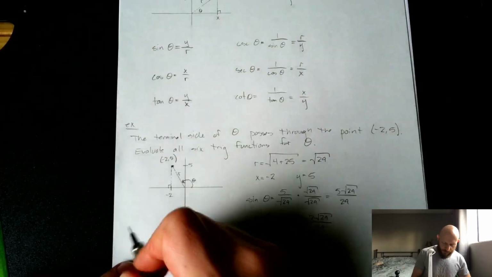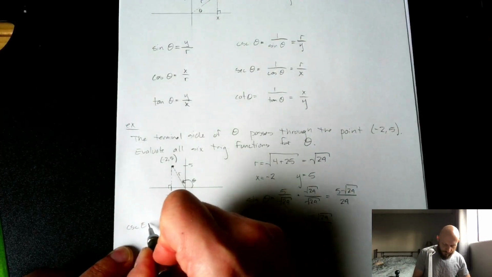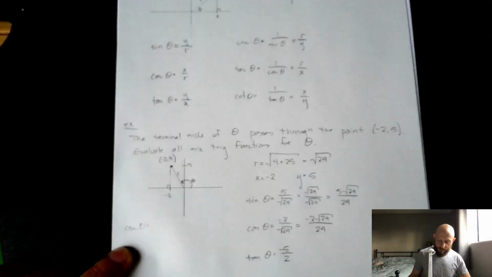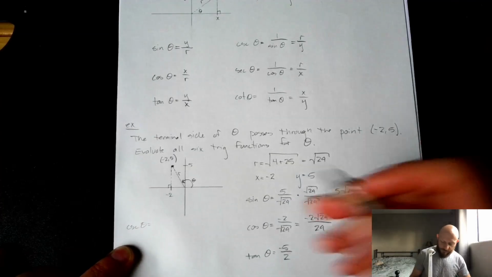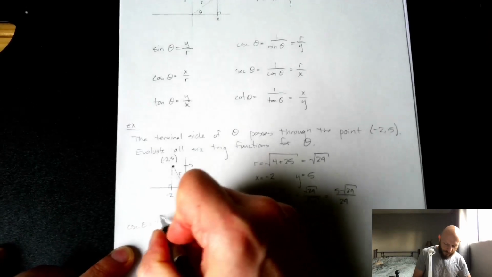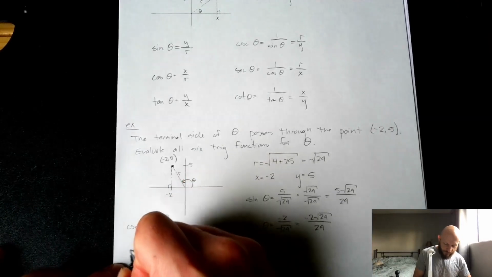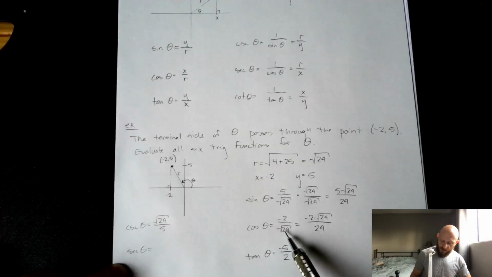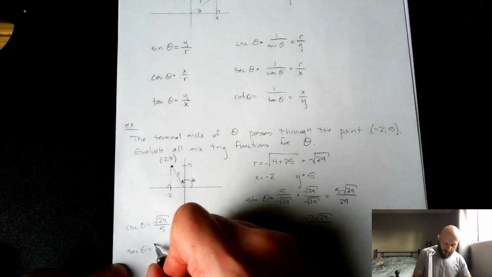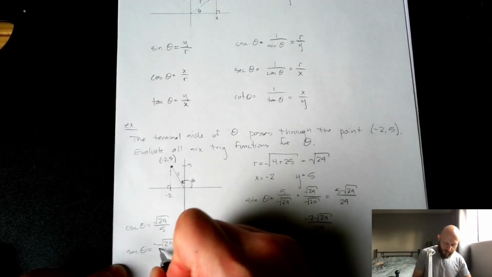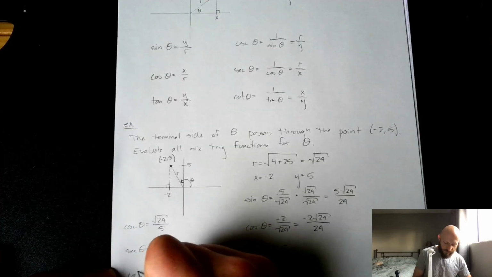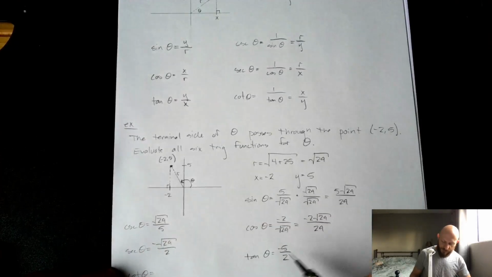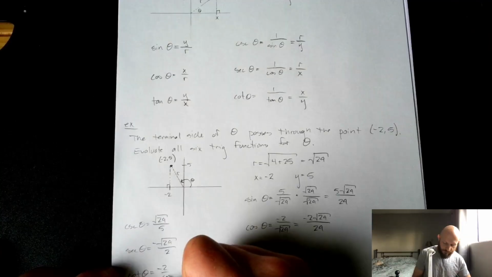Okay, so cosecant is the reciprocal of sine, so root 29 over 5. Secant is the reciprocal of cosine, so negative root 29 over 2, and then cotangent is the reciprocal of tangent, so -2/5.